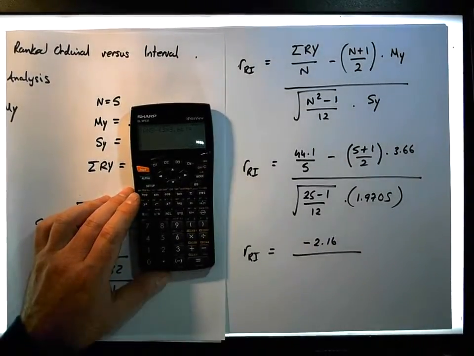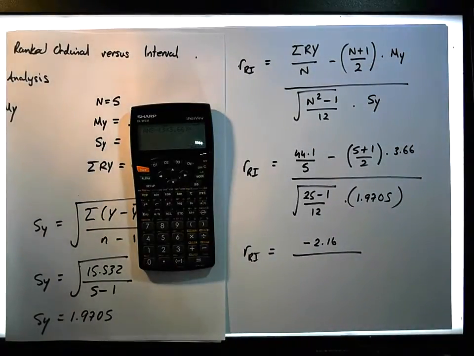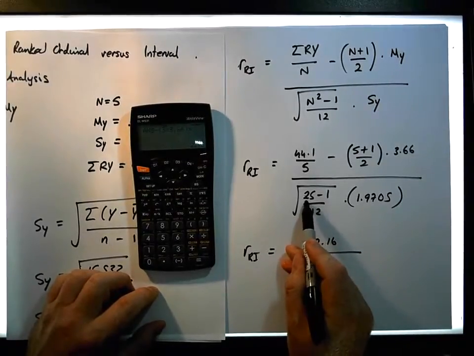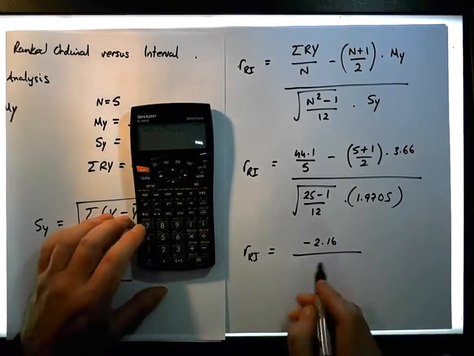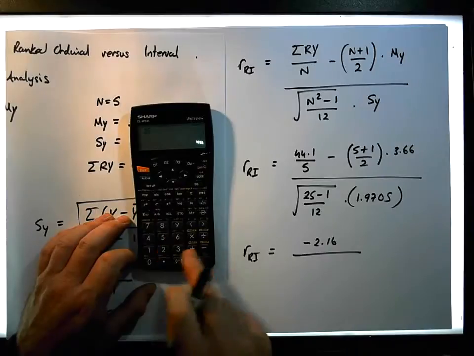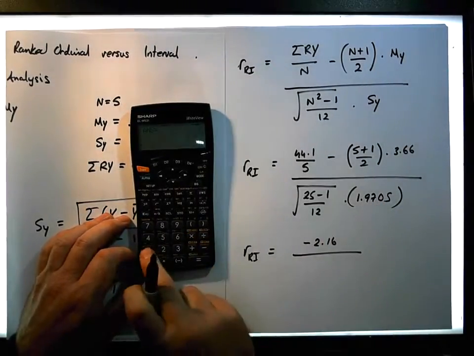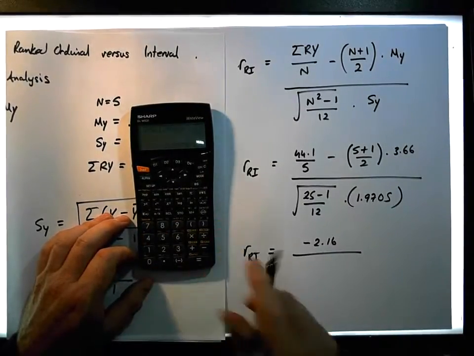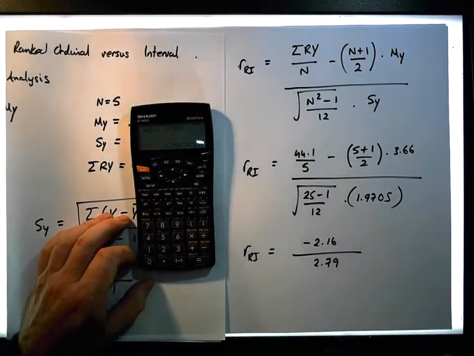So it's negative, but let's keep the negative in perspective with respect to the way we've ranked the variables. Divided by the square root, in this case, of 25 minus 1 divided by 12, which is 24 in the numerator, divided by 12 gives us 2. So it's the square root of 2 here, and that needs to be multiplied by 1.9705, which gives us a value of 2.79 to 2 decimal places.